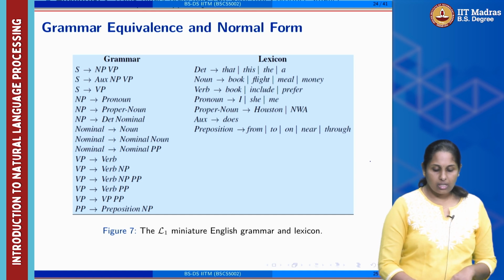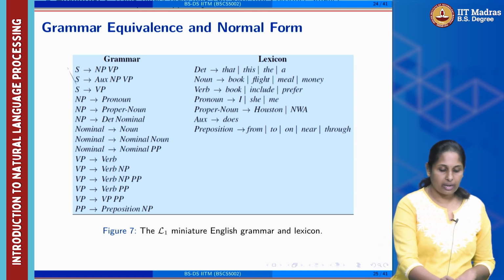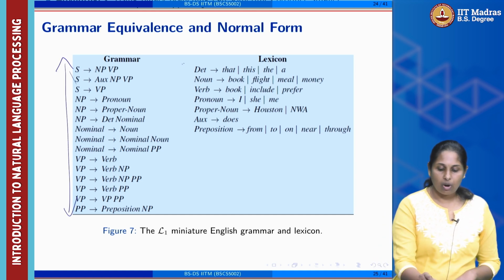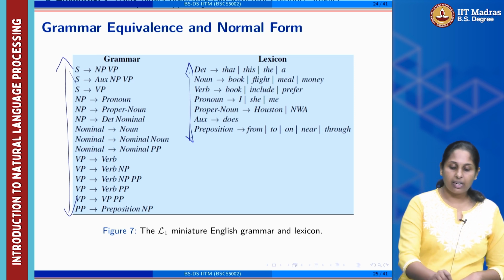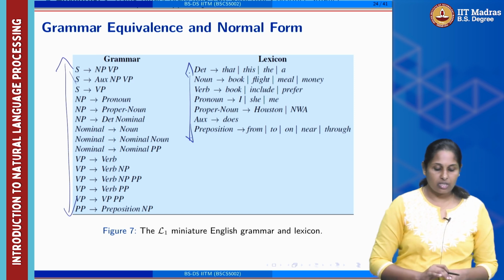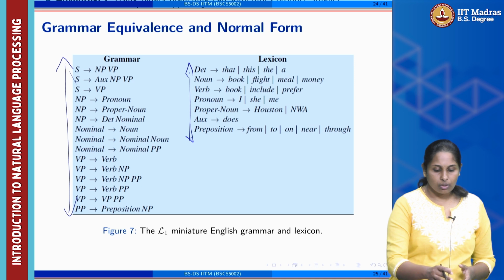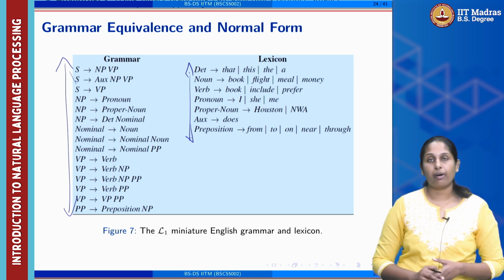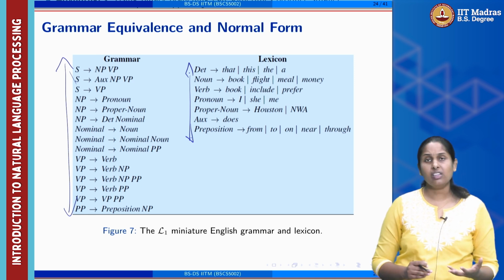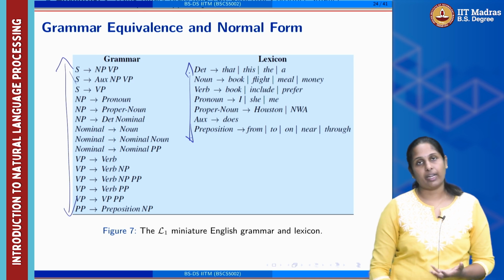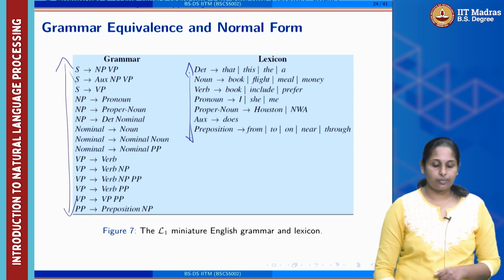Now, you could see this is the miniature of English grammar and a small part of the lexicon. So, English grammar is something like a miniature form, as we just have seen. With the help of the lexicon, this grammar is able to generate grammatically acceptable sentences.